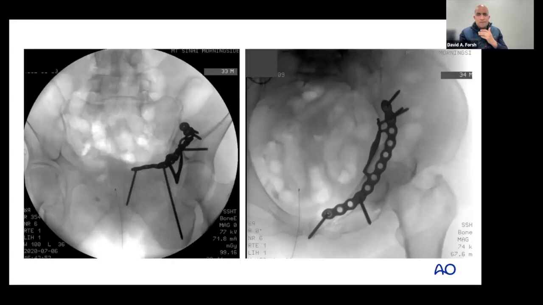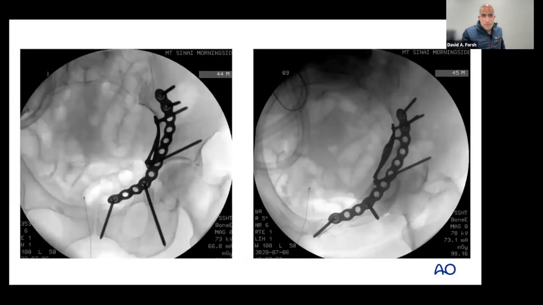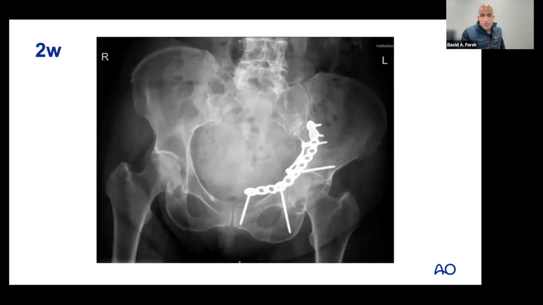And then you'll note here what her fixation is. Same graft and localization and grafting of the articular depression. And then this is what her final construct looked like. And after just a fortnight of follow-up, this is where she was, right? And so you guys will see this.